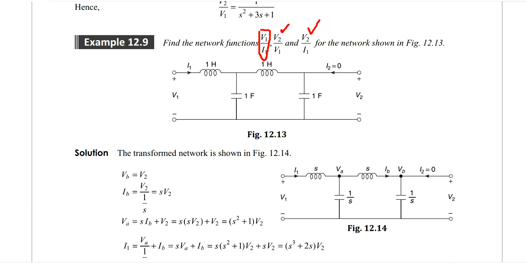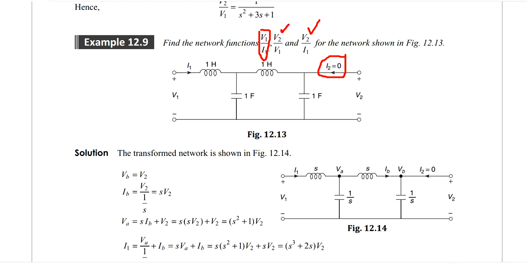Fine, that means there are two transfer functions and one driving point function. And the network given is this one. If you see in the network, I2 equal to 0 is also specified. So that means it is given in the network itself. Got the point? Fine. So for the given network, we need to get these three functions.